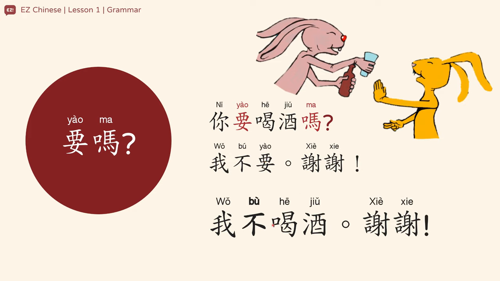我不要喝酒 is used to show that you don't want to drink right now. If you say 我不喝酒, this firmly indicates that you do not drink alcohol. We recommend that you always use 谢谢 in such circumstances.